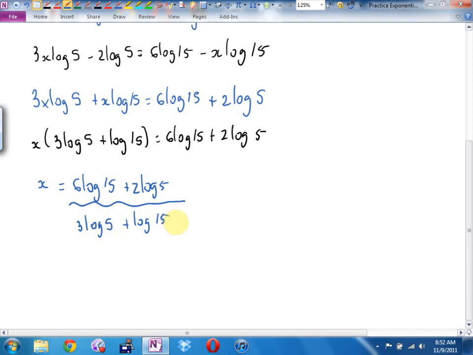I figure I like this better. And I'm pretty sure on my tests I never do that. And I guess since there's no provincial exam this year, I don't have to worry about you guys running across that. Let's go to our calculators.